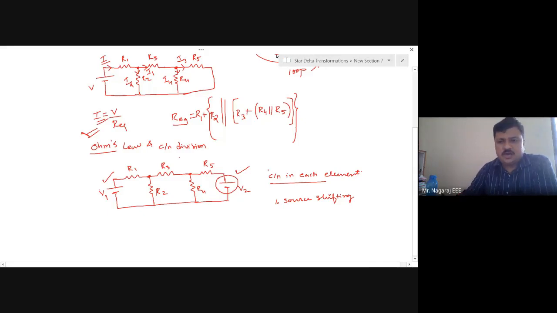When it is asked to find the current in each element, until the end of the analysis, each element should be kept in the circuit as it is. I cannot go for any circuit reduction techniques. Do you agree? Yes, sir. Because we are asked to find out the current in each element.